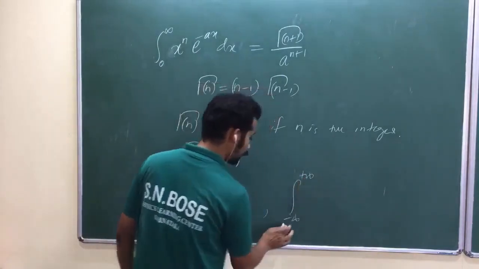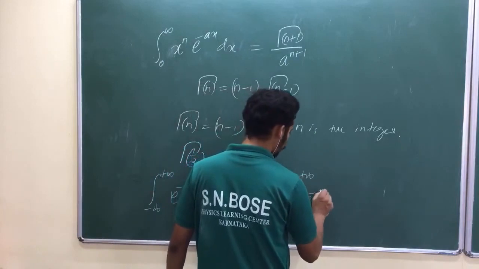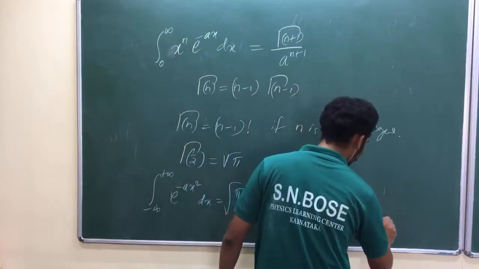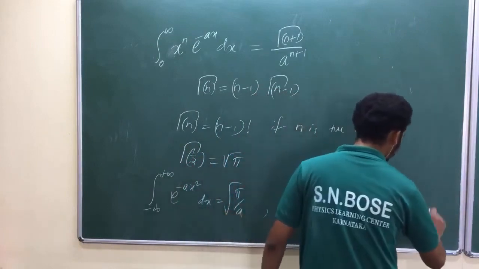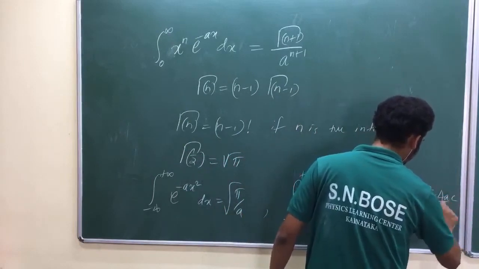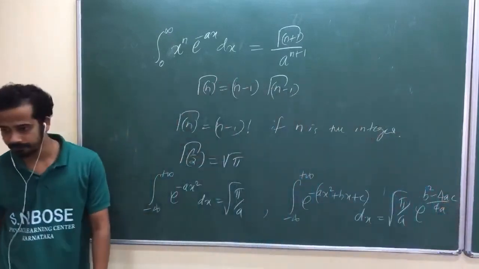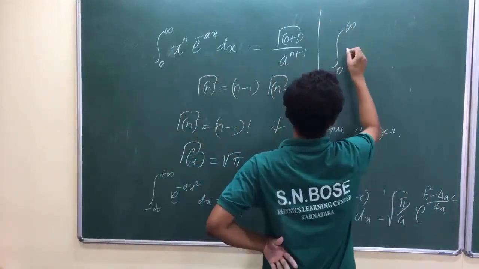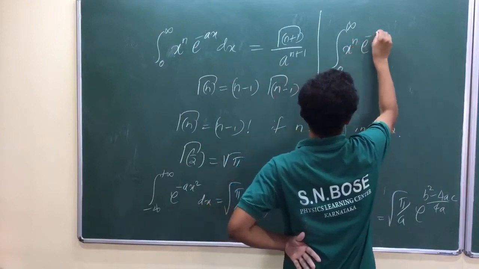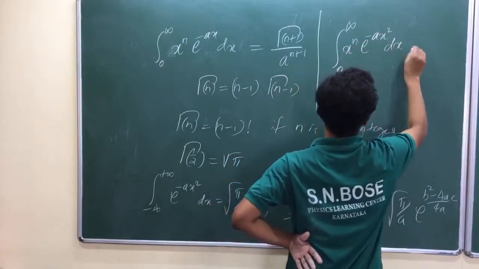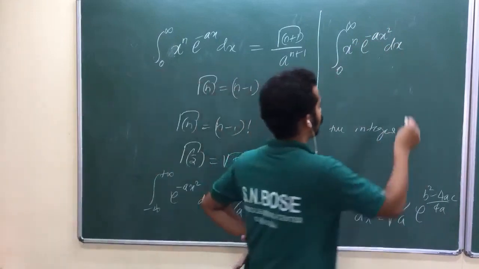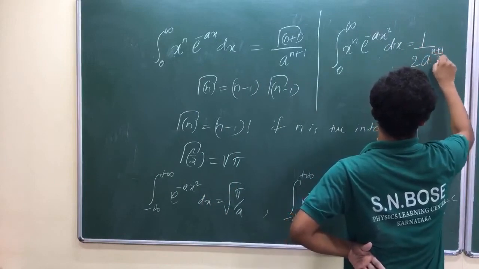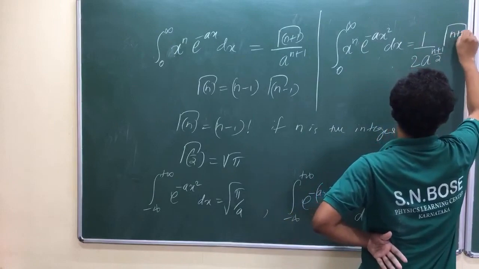Minus infinity to plus infinity, integral of e^(-(ax^2 + bx + c)) dx. That's equal to root of pi by a times e^((b^2 minus 4ac)/4a). At the end, the last formula: integral from 0 to infinity of x^n e^(-ax^2) dx. That is equal to 1 by 2 into a^((n+1)/2), multiplied by gamma of (n plus 1) whole divided by 2.